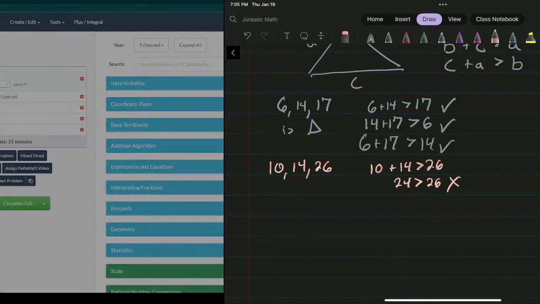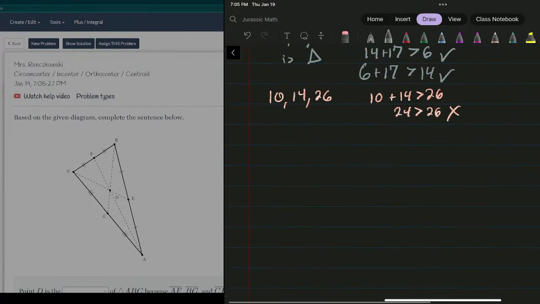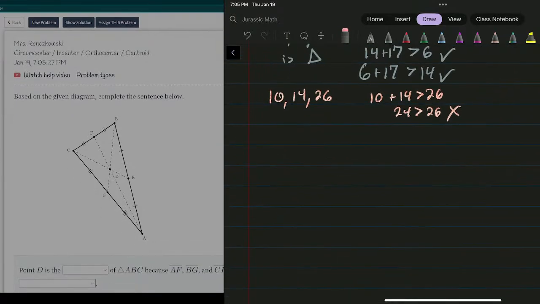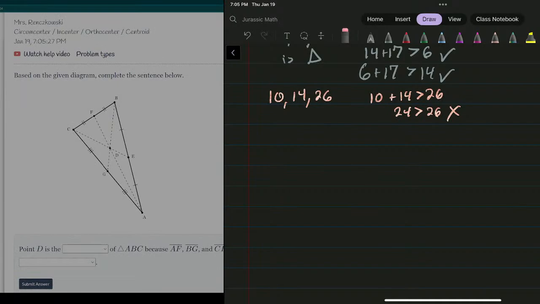Now, the second thing for geometry that I'm going to go over today is going to be talking about circumcenter, incenter, orthocenter, and centroid. Remember, you have homework tonight, writing those definitions down 10 times each, which is due tomorrow. Nice, easy homework grade, and it will help you memorize these different facts.